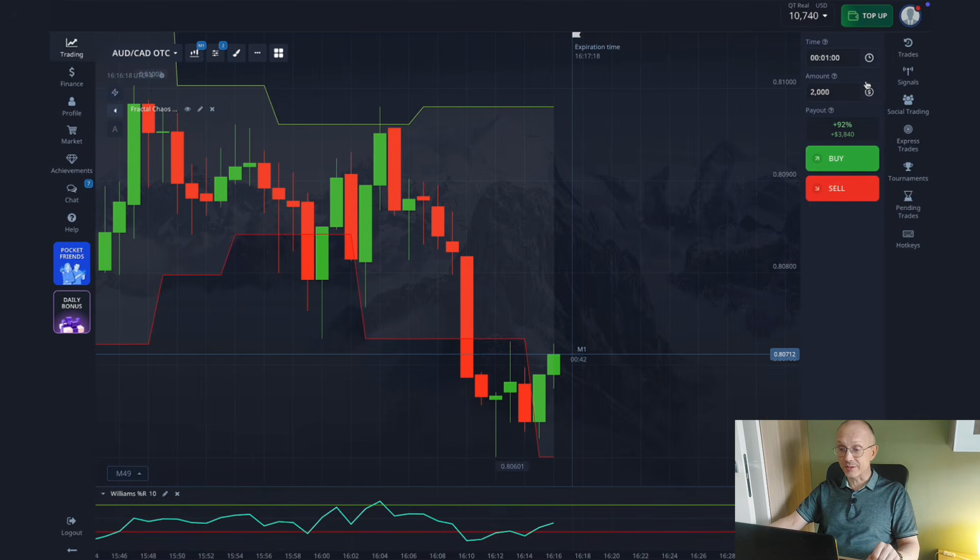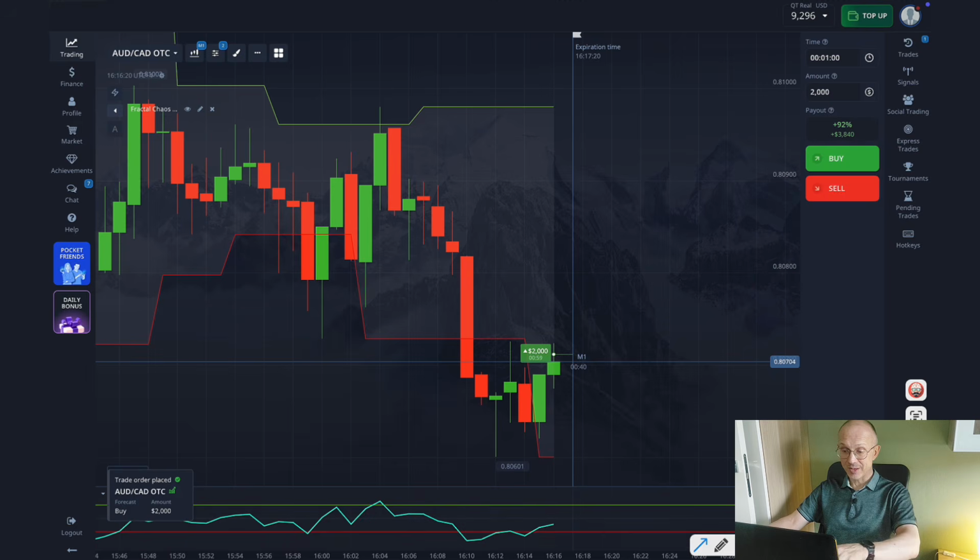A confident signal has just appeared. I'm setting the expiration time to 1 minute and opening a long trade for $2,000 again. The chart shows excellent movement and the indicators clearly confirm the entry. When the chart and indicators agree, it gives confidence in the correctness of the decision.